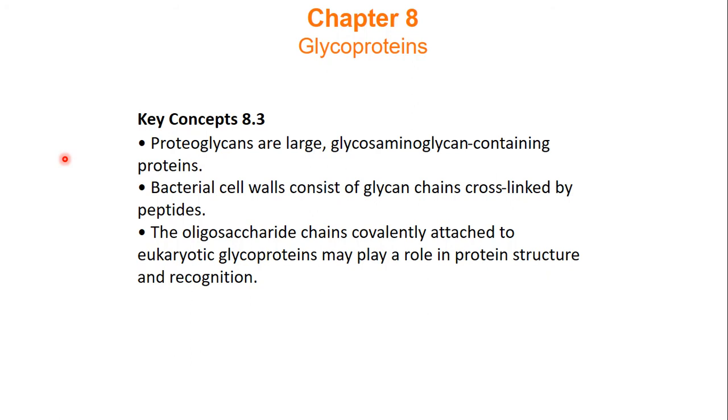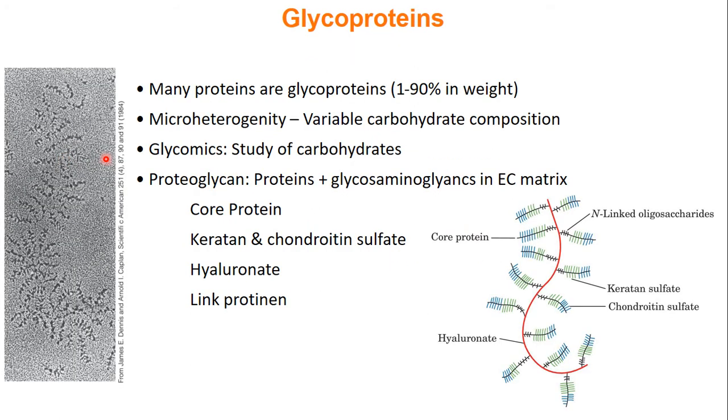In this video, we're going to look at some glycoproteins. Glycoproteins are proteins that have carbohydrates on them, and they can vary quite a bit. For example, a glycoprotein's weight could be anywhere between 1 and 9% from the sugars. And the carbohydrates on a glycoprotein have what we call a microheterogeneity.